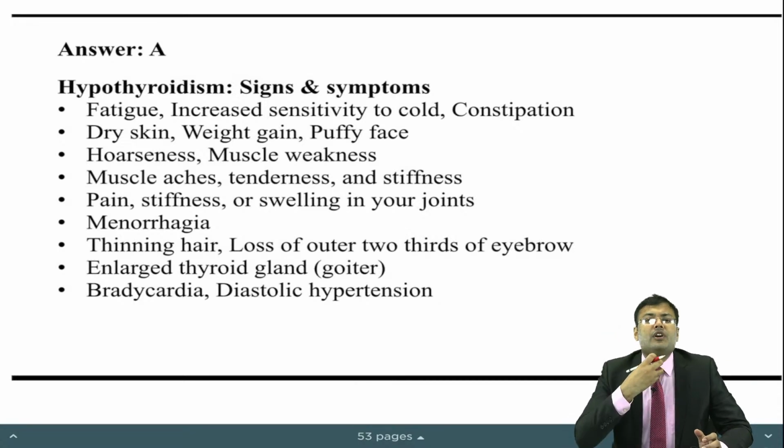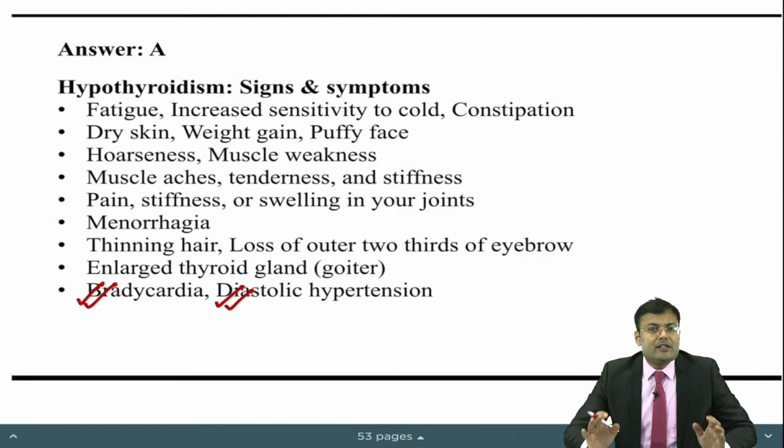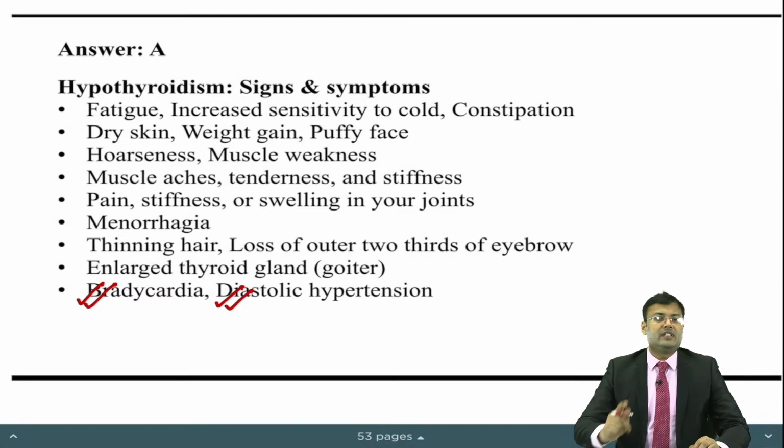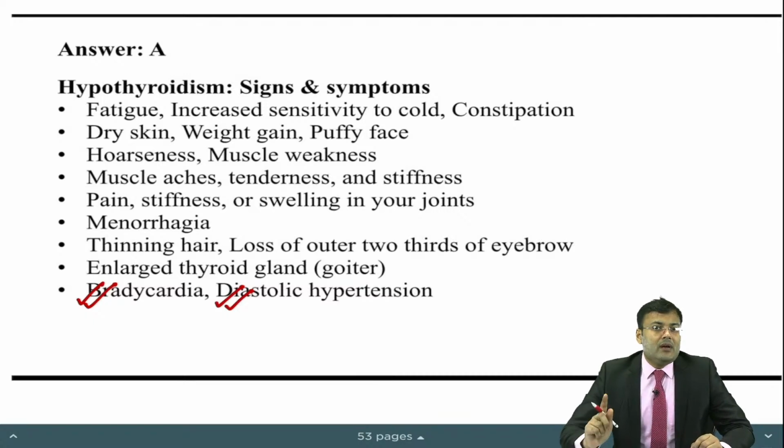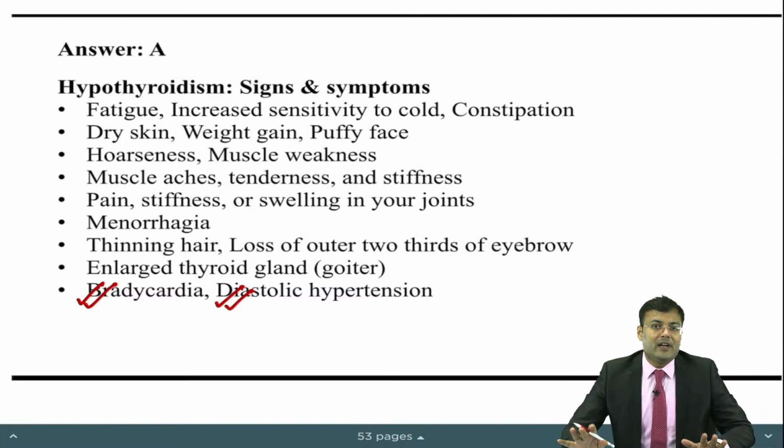These patients have goiter also, there is bradycardia, and the point you have to remember: bradycardia, but these patients have diastolic hypertension. This is a common mistake you make in the exam. Patients with hypothyroidism suffer from hypertension, not hypotension. Clear?